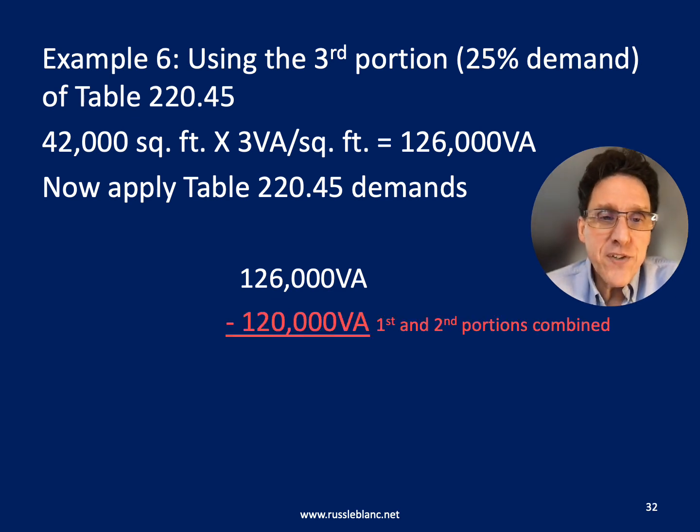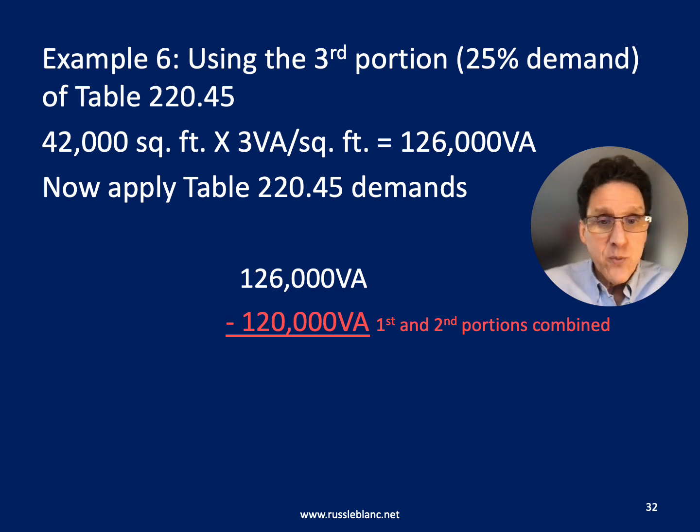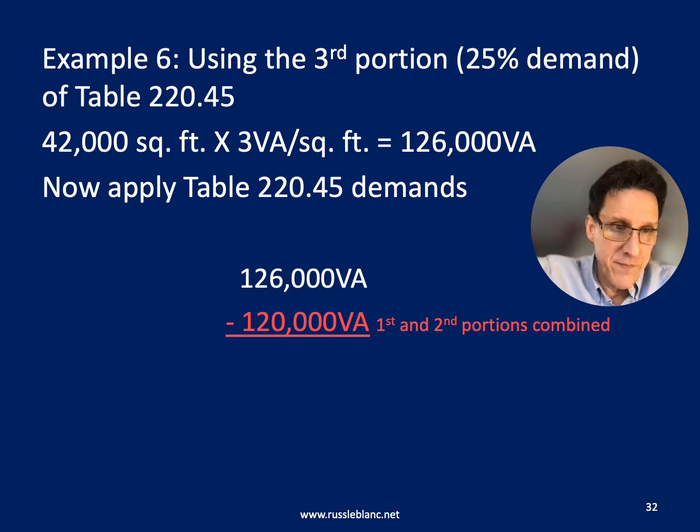All right, so still using that 126,000 volt amps, if we just take away the first two portions, we just take them away because we know that those are going to total 43,950. No matter what, they're always going to total 43,950 if you've maxed them out. And anytime your VA is over 120,000 volt amps before you apply the table demands, you're going to max out the first two portions. So just take them away. We know they're going to be 43,950.